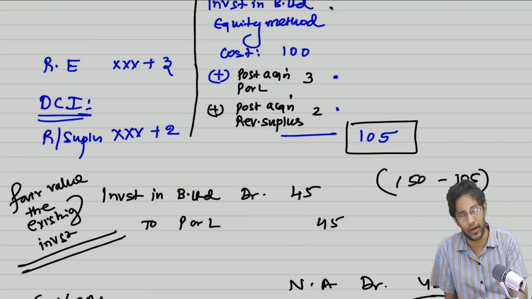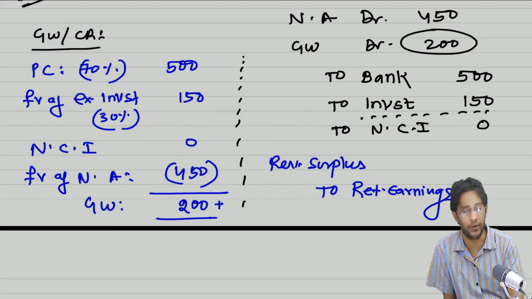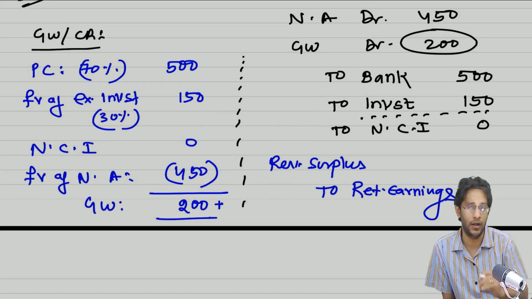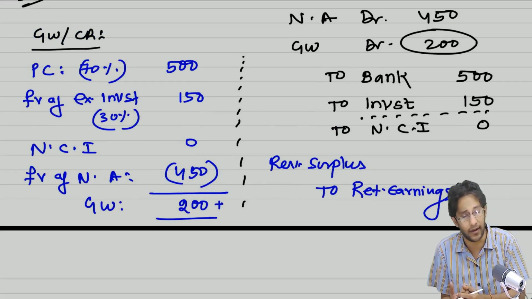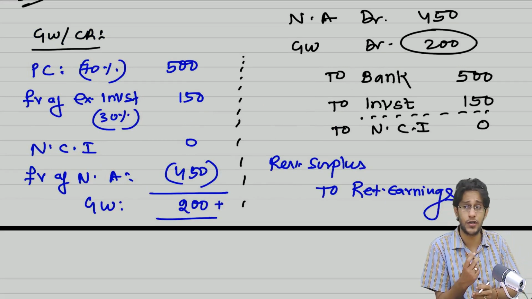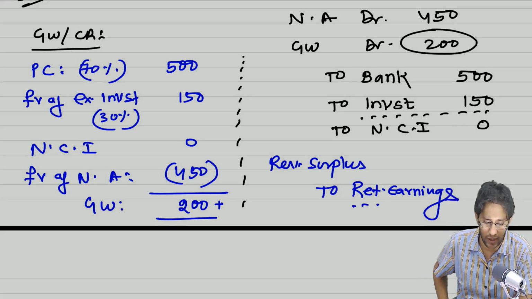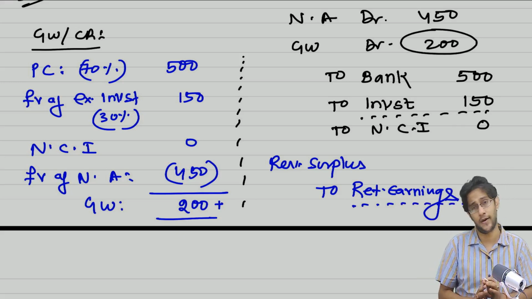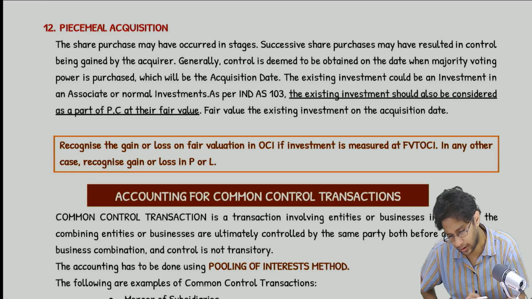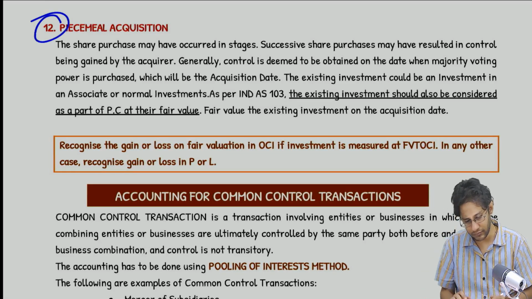That's a reclassifiable item. So in that case, my entry should have been FCTR account debit to PRL. So whether it will go to PRL or retained earnings side depends on whether reclassification is permitted under the standard or not. For revaluation surplus, it is not permitted. I'm directly merging it off into retained earnings. So this is how you deal with piecemeal acquisitions.